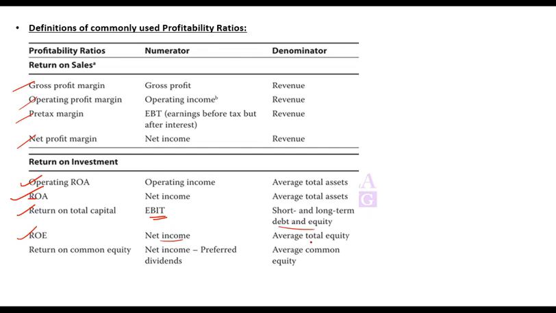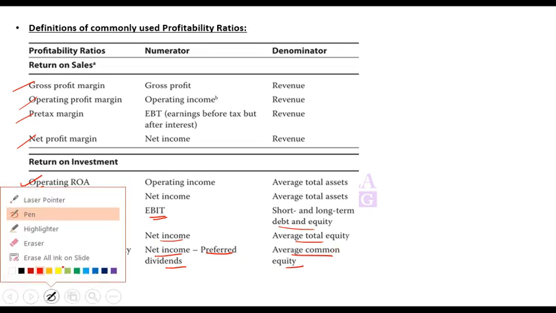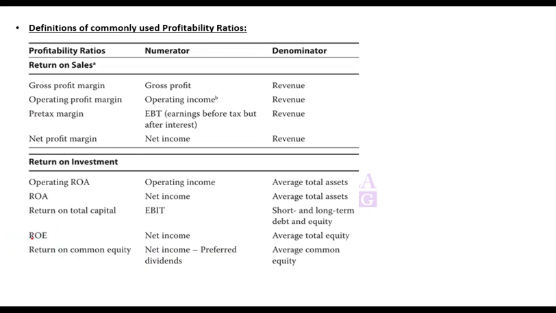ROE is net income divided by total equity. Return on common equity is net income minus preferred dividend divided by average common equity. This means we have excluded the preferred equity. Practically, whenever we calculate ROE, we are generally calculating return on common equity. So if someone quotes ROE, generally they are quoting return on common equity. Theoretically these two are different, but generally when we say ROE, we mean return on common equity. All these are very basic, simple ratios.